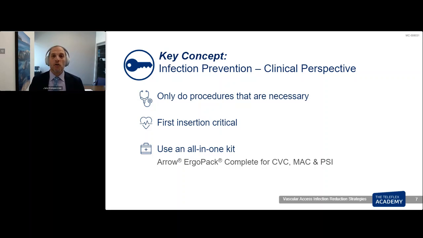We want to make sure that the first insertion is done correctly. If we can put in the correct line the first time, and we put it in the right spot, and we do it well, then we are going to improve patient outcomes. And we can do this by using all-in-one kits, like the Arrow ErgoPack Complete, which you can use for central lines, like triple lumen, MAC catheters, multi-access catheters, and PSIs, percutaneous sheath introducers.